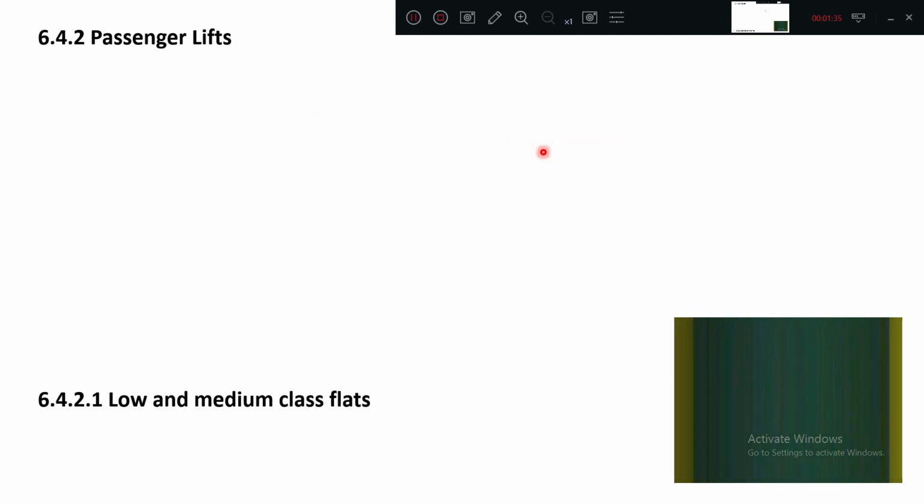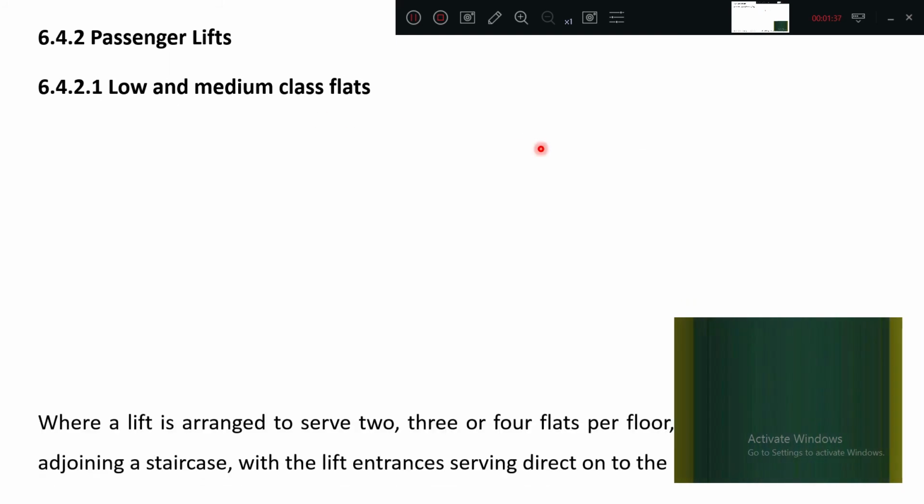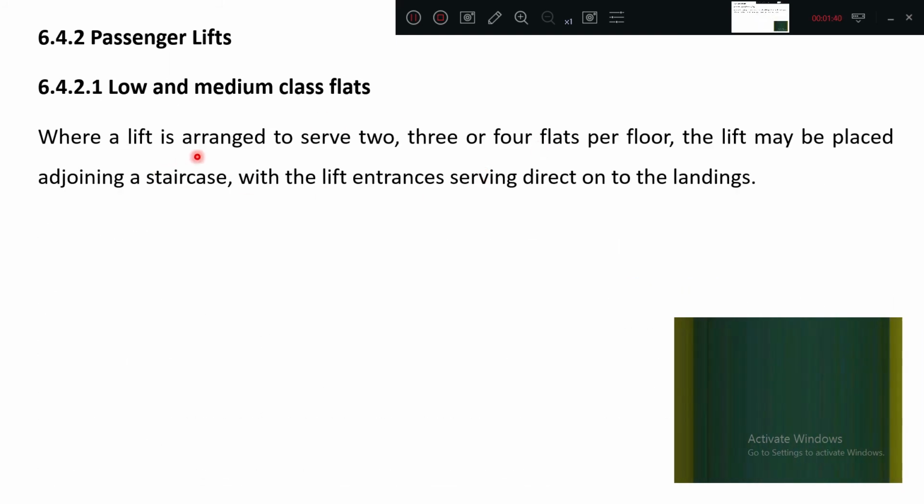Passenger lift. What shall be the passenger lift clauses? Where a lift is arranged to serve 2, 3, or 4 flats, only small buildings, the lift may be placed adjoining the staircase. For a small building, it should be next to the staircase, with the lift entrance serving directly to the landings. Wherever the landings are, the lift should open up directly there.